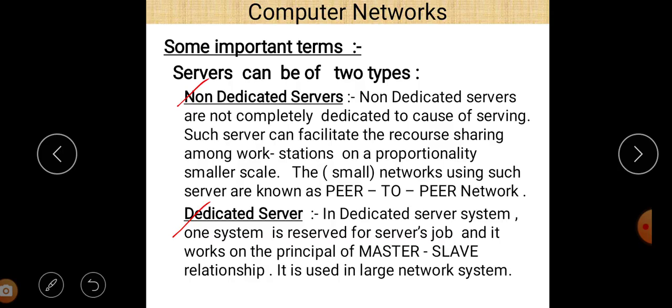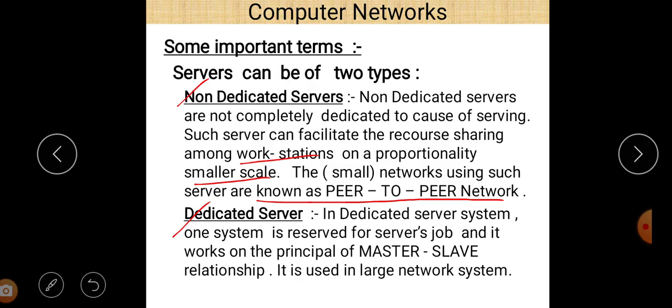Non-dedicated servers are not completely dedicated to the cause of serving. Such servers can facilitate the resource sharing among workstations, meaning nodes, on a proportionally small scale. The small networks using such servers are known as peer-to-peer networks.